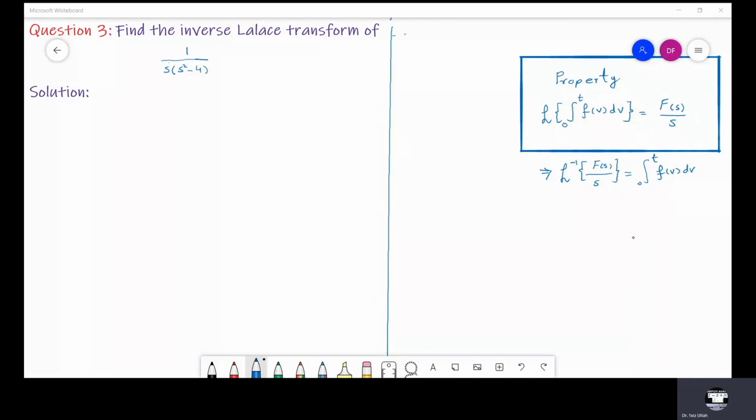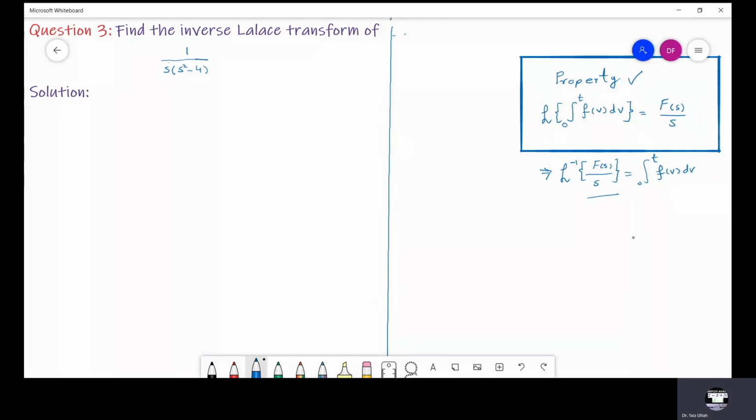Let us see the use of this important property, which says that Laplace transform of integration from 0 to t f of v dv is equal to F of s divided by s. F of s is the Laplace transform of this function f of t. So the inverse Laplace transform of this property is inverse Laplace transform of F of s over s is equal to integration from 0 to t f of v dv.